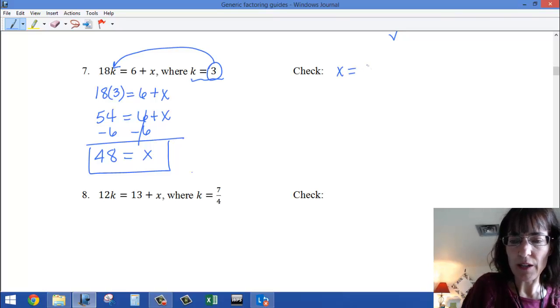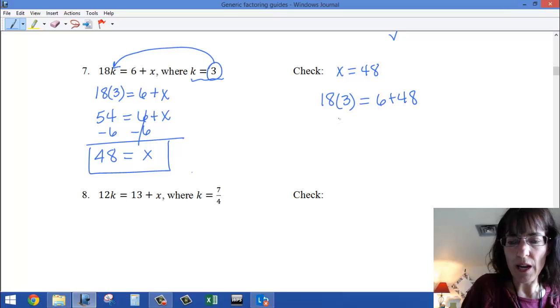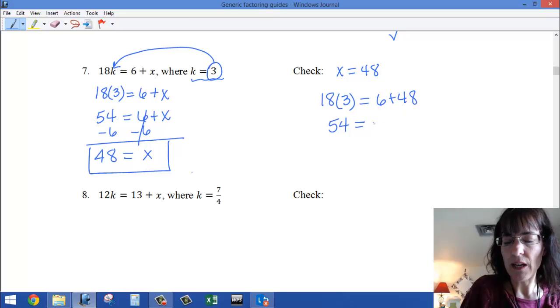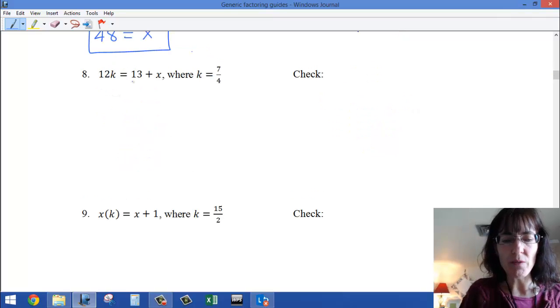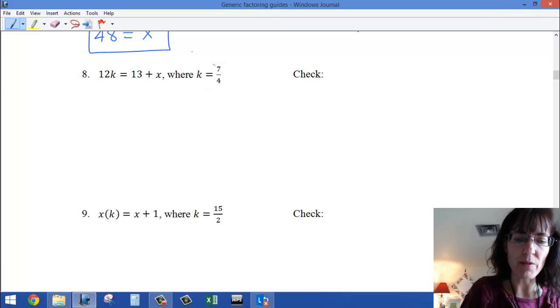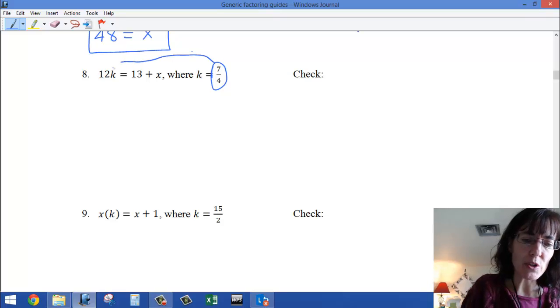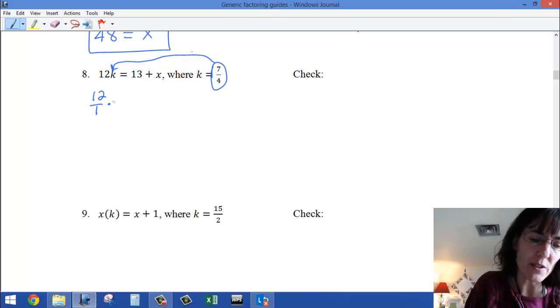So to check, x equals 48, plug that in, I have 18 times 3 equals 6 plus 48, and we remember that 18 times 3 was 54, and 48 plus 6 is also 54, so that one works. Number 8, 12k equals 13 plus x, and again, two variables, and then I see that I do have a 7/4 that is supposed to go in for the k, so let's put that in. So I have 12, I'm going to think of it as 12 over 1 because I know 7/4 is a fraction, times that 7/4 equals 13 plus x.